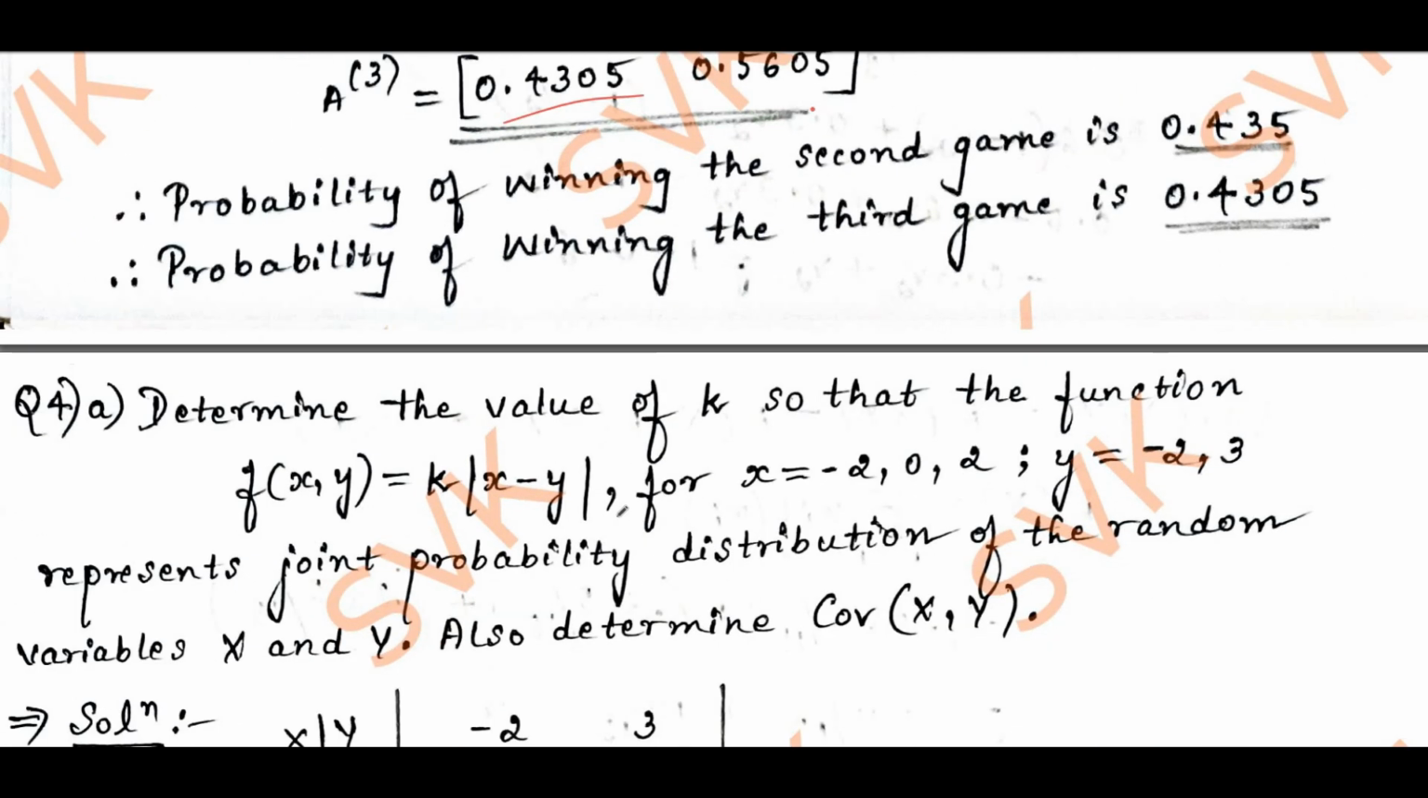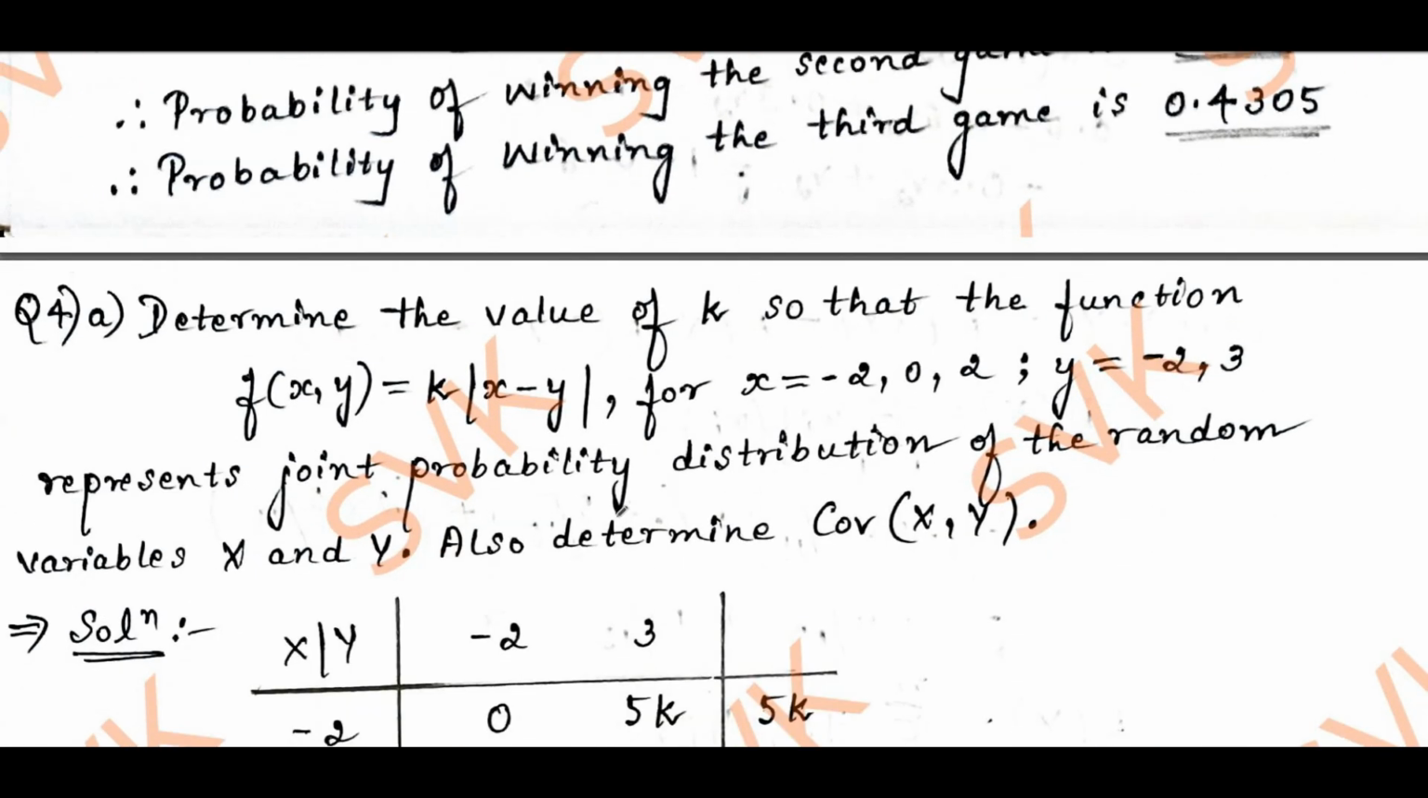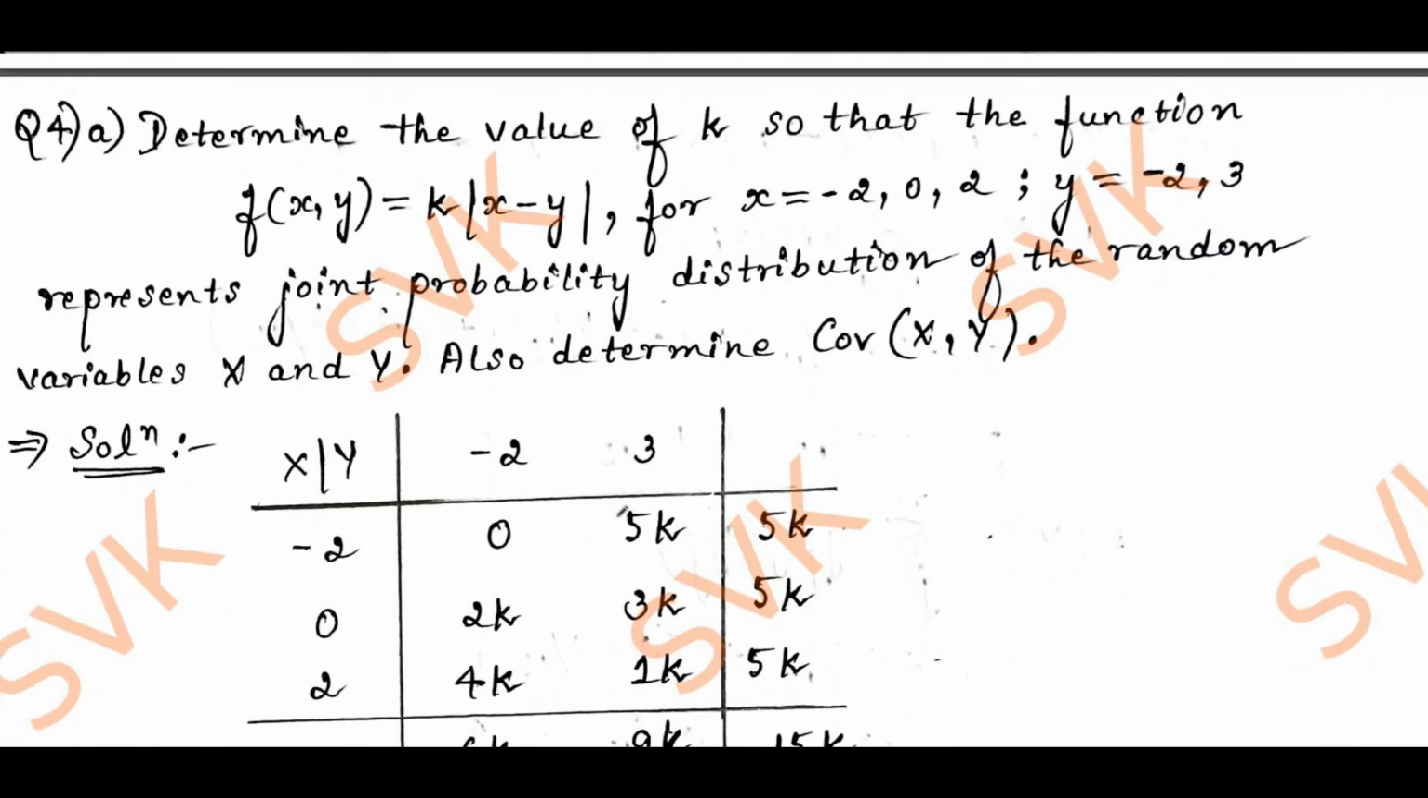So going with the alternate choice of module 2, question 4a. Determine the value k so that the function f of x, y equals k times the modulus of x minus y, for x taking the values minus 2, 0, 2 and y taking the values minus 2, 3, represents the joint probability distribution of the random variables x and y. Also determine the covariance of x and y.